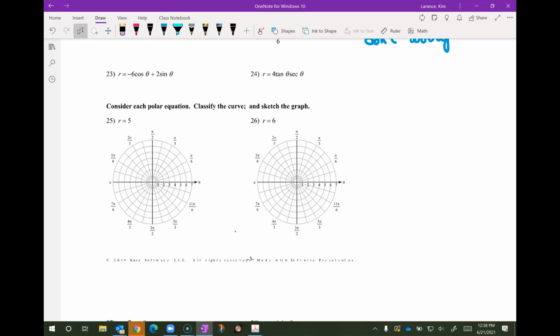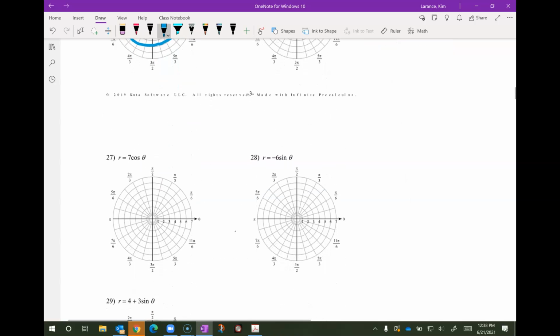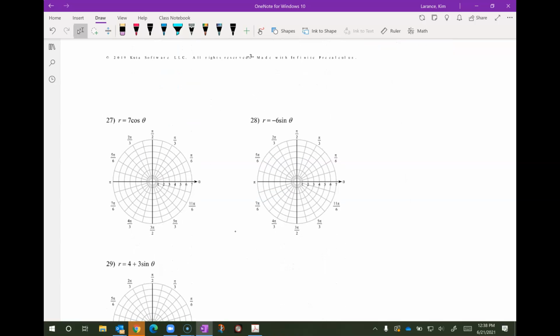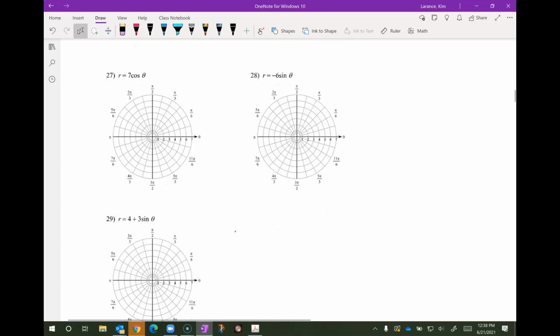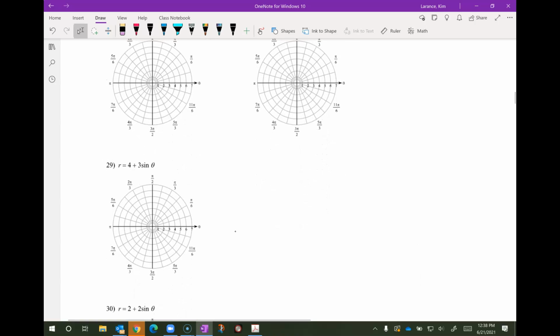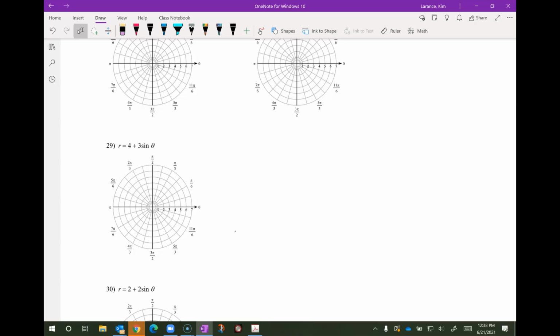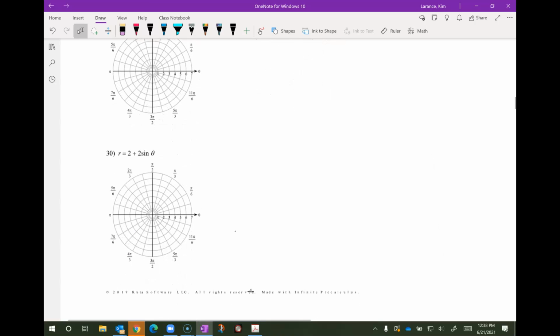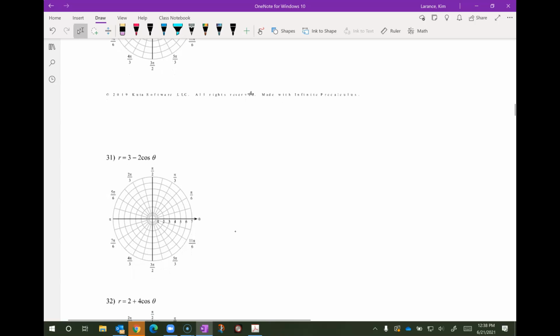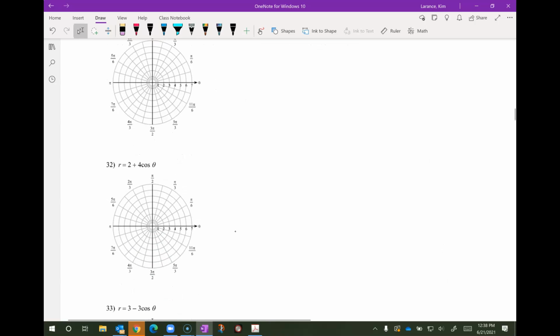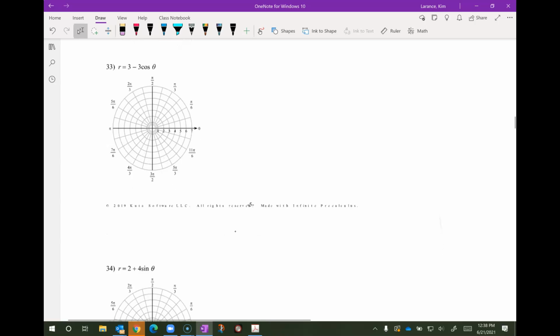What I really want you to be able to do, though, is graph this. So r equals 5, that's just the circle with radius 5. Am I coming around here on the right spot? Yes, there we go. R equals 6. R equals 7 cosine of theta. Plot some points. Get one complete revolution of it. 4 plus 3 sine theta. Again, I would love for you to just plot points and graph it. Same thing for 2 plus 2 sine theta. As we go through each one of these, this is what I need you to be able to do.